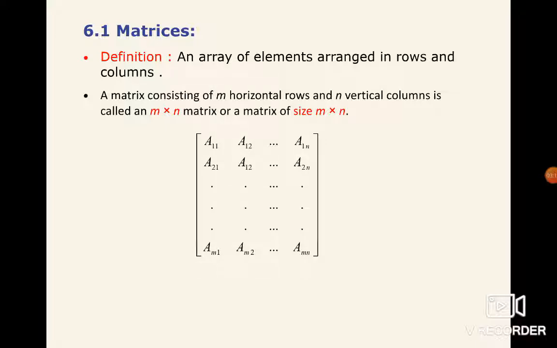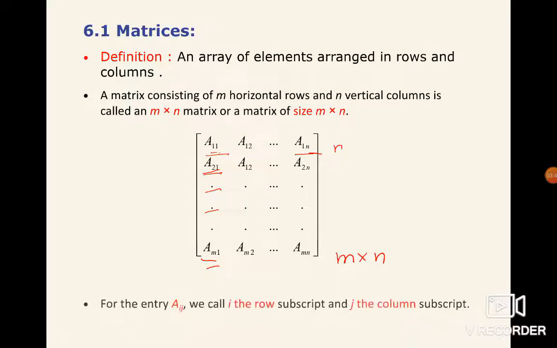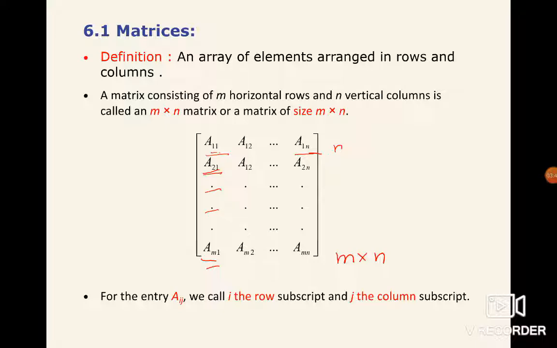Next, the general structure of a matrix. There are m rows and n columns. You can see 1, 2 up to m. A11, A21, A31, A41, finally Am1. There are m rows, and in the first row A11, A12, A13, A14 up to A1n, there will be n columns. So the size of this matrix is m by n, the example we have seen a few seconds back. Now for every entry aij, we call i the row subscript and j the column subscript.